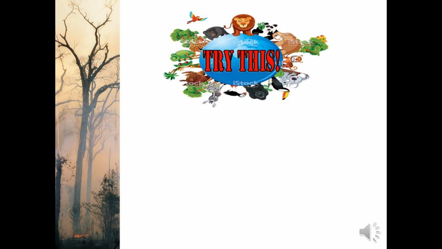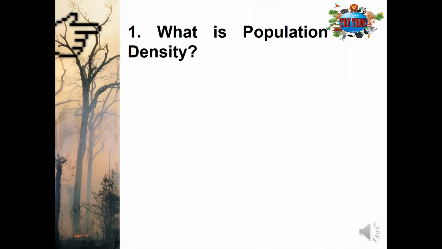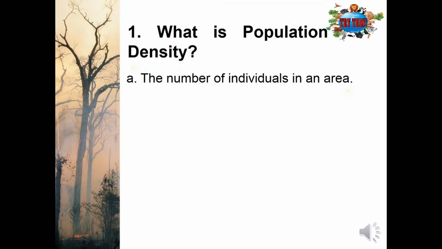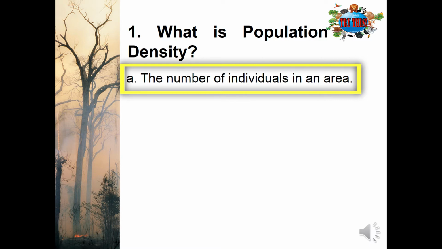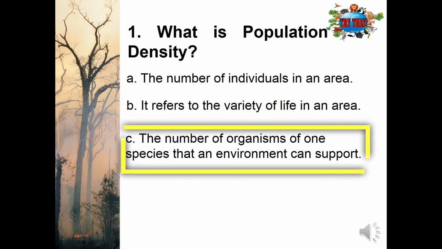Let's start, class. First, let's check your prior knowledge about this lesson. For the direction, answer the following questions by writing the letter of the correct answer. 1. What is population density? A. The number of individuals in an area. B. It refers to the variety of life in an area. C. The number of organisms of one species that an environment can support.